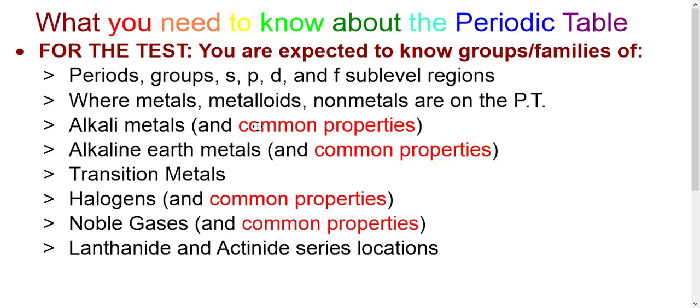But notice in red here that I have common properties. So you need to know what makes the alkali metals different than the halogens or the noble gases. So just make sure that you know that information, but in this video lecture we're going to cover periodic trends.